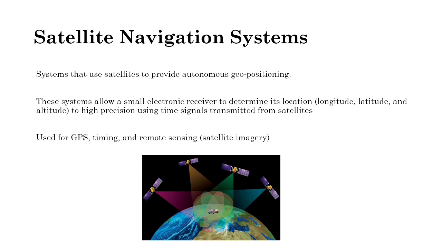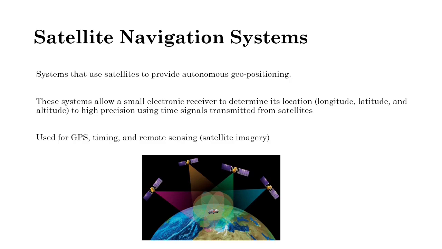And they use time signals transmitted from the satellite. So what does this mean? So they determine your location very precisely at a specific point in time. So they're not like, let's say I was in South Dakota last week. The satellite's not going to say I'm in South Dakota right now. It's going to say I was in South Dakota last week.